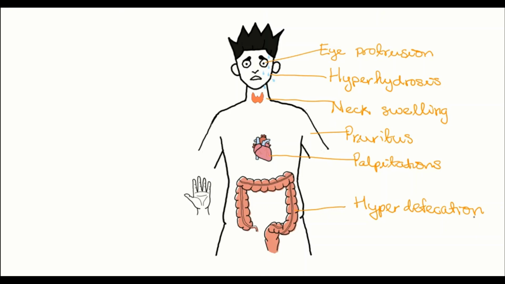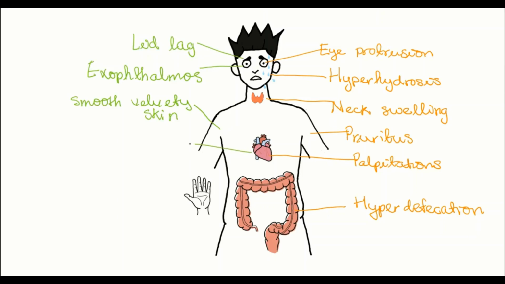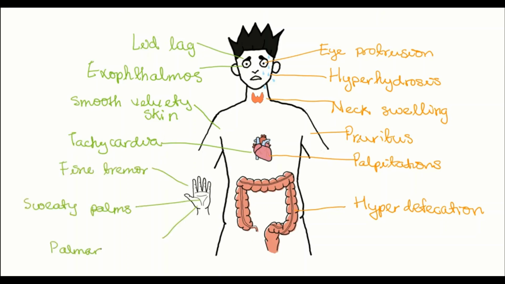On examination, the patient may seem agitated, restless. There's also lid lag and exophthalmos. Patient has a smooth velvety skin. There's tachycardia, most commonly due to atrial fibrillation. They have a tremor, sweaty palms, and they also present with palmar erythema.